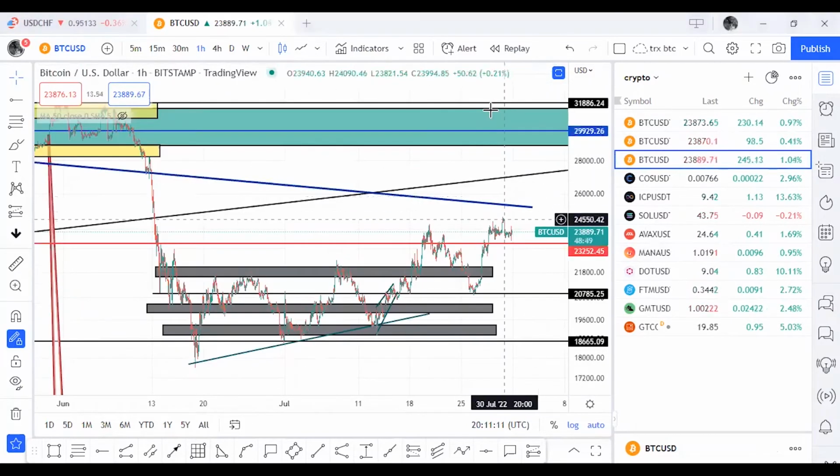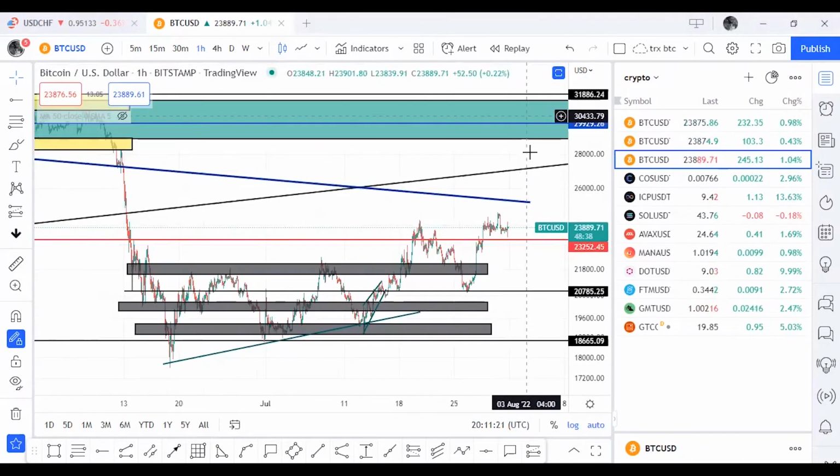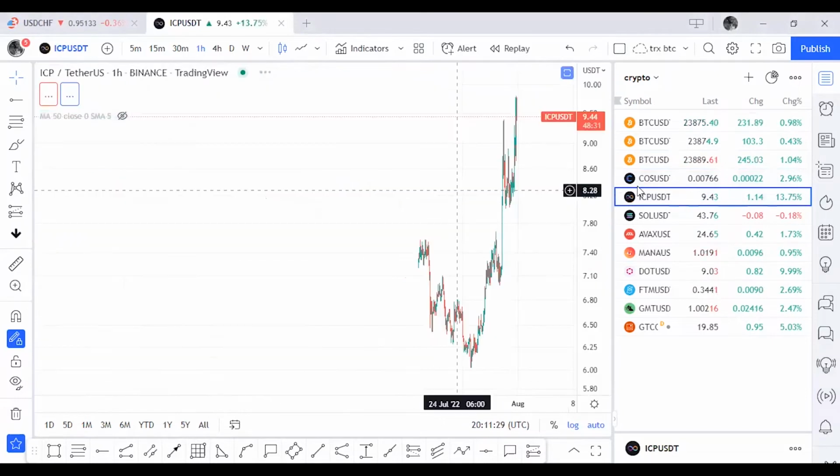actually hit 24,600. So that was actually a really decent move for BTC. And now we're consolidating above this zone and looking really fresh for a bullish continuation up to $25,000. Okay. So now ICP really did well during this week.